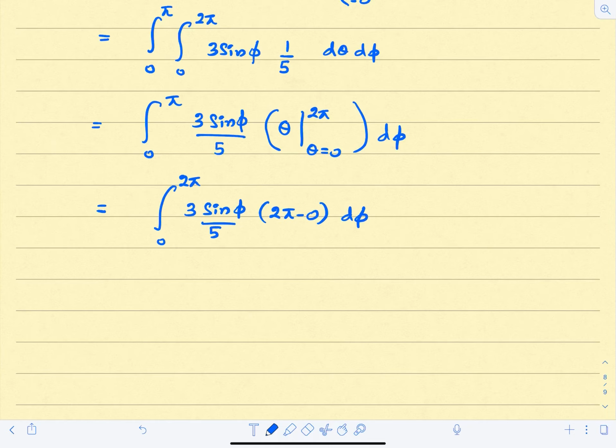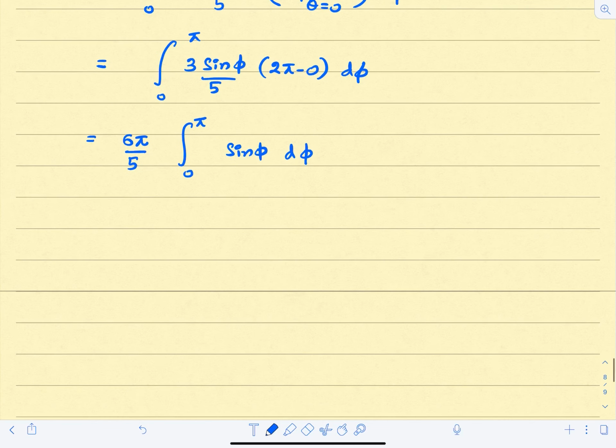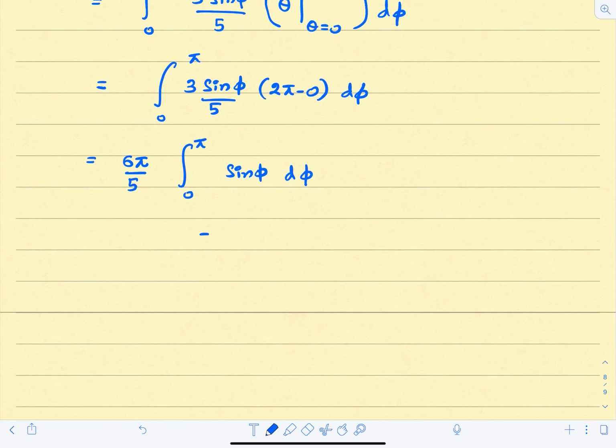So let's factor out the constant terms. We have 3 and 2 pi, which is 6 pi, and in the denominator we have 5. So the constant term should be 6 pi over 5 times the integral of sine phi d phi. The integral of sine phi is minus cosine phi.